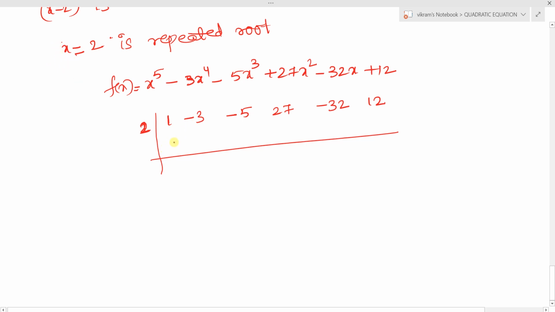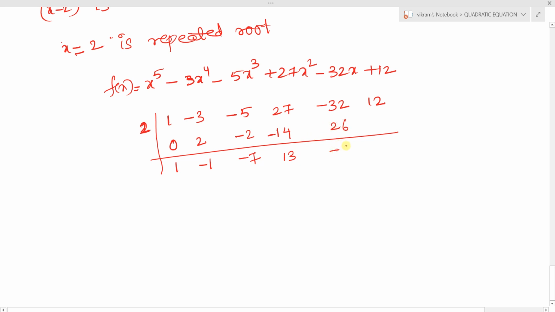Now if we solve this: 0, 1, 1 into 2 is 2, minus 1. 1 into 2 is 2, minus 1, and minus 2, minus 7, 14. Minus 7 means here it is minus 14, and you will obtain plus 13 and 26.